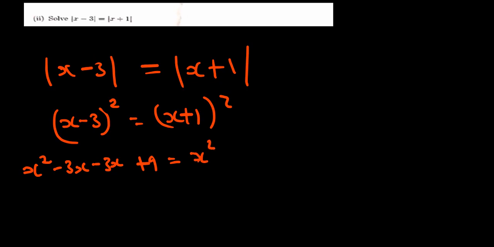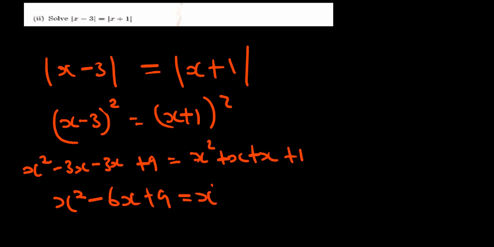Okay, and then we have x multiplied by 1, which will just be plus x, and then 1 multiplied by x is plus x, and then plus 1. So this is what I have as my equation. Okay, so collect like terms together, so we're going to have x squared minus 6x plus 9 is equal to x squared plus 2x and then plus 1.